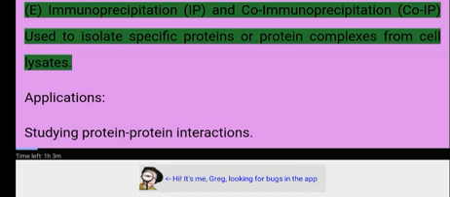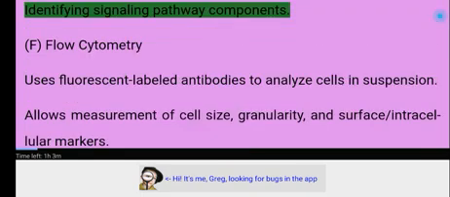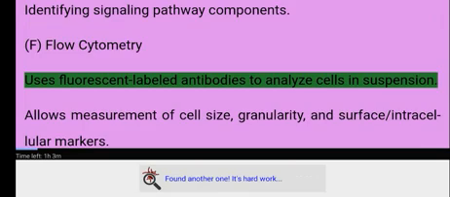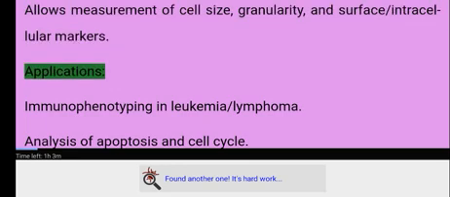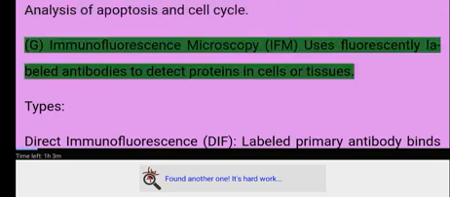E. Immunoprecipitation (IP) and co-immunoprecipitation (co-IP), used to isolate specific proteins or protein complexes from cell lysates. Applications: studying protein-protein interactions. Identifying signaling pathway components. F. Flow cytometry. Uses fluorescent-labeled antibodies to analyze cells in suspension. Allows measurement of cell size, granularity, and surface and intracellular markers. Applications: immunophenotyping in leukemia and lymphoma. Analysis of apoptosis and cell cycle.